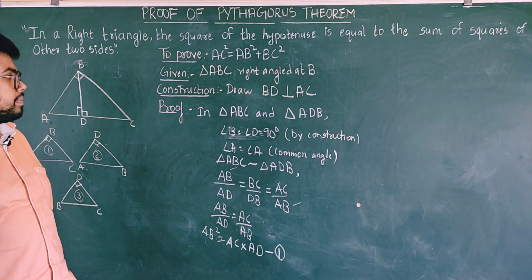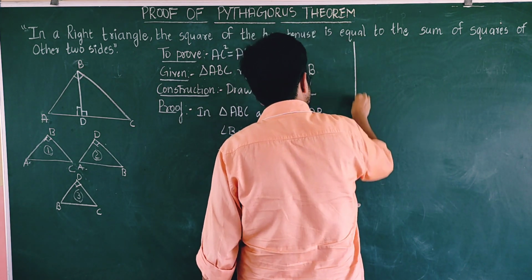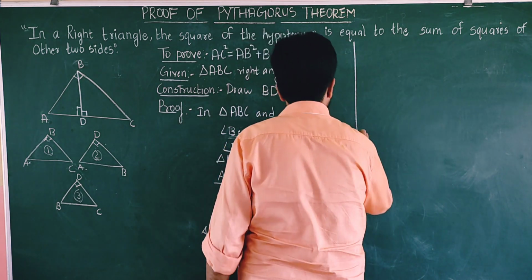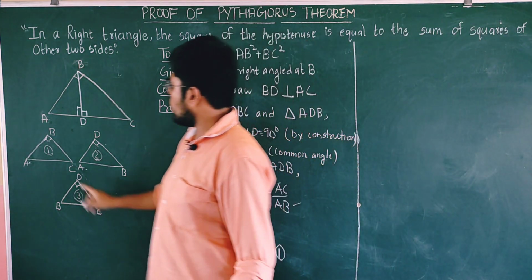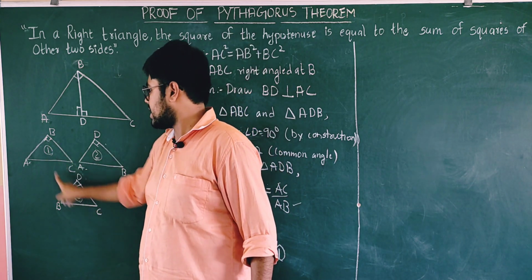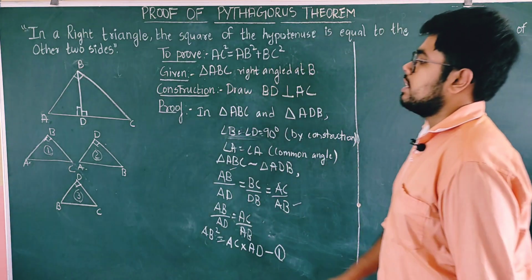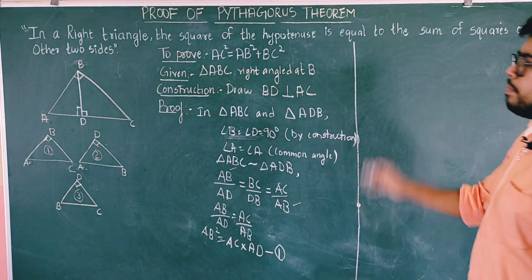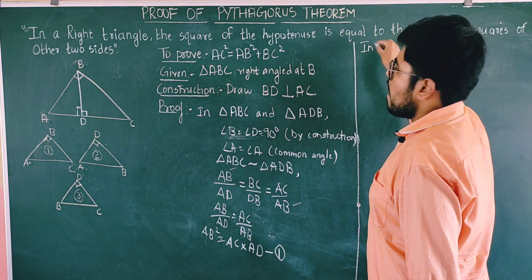Okay, next one. After this, what to do? Now we have to compare. Just now we compared the first triangle and the second triangle. Now we will compare the first and the third. Let us make the first and third one similar triangles, same rule, same procedure. How?